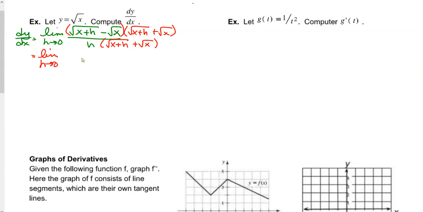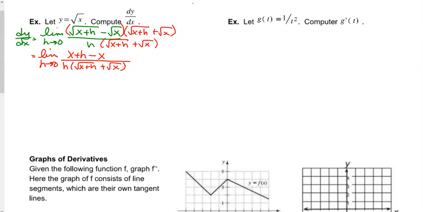So when I do the first term, the square root of x plus h times the square root of x plus h is just an x plus h, minus the square of the last. Square root of x times square root of x is just an x. Again, the outside and inside of that FOIL is going to cancel, all over h times the square root of x plus h plus the square root of x.